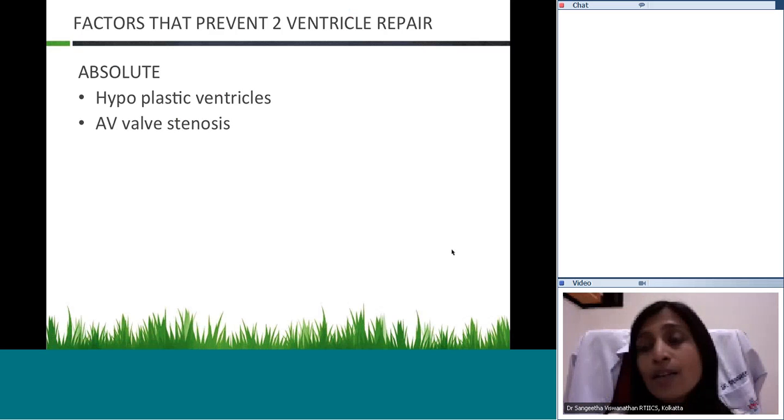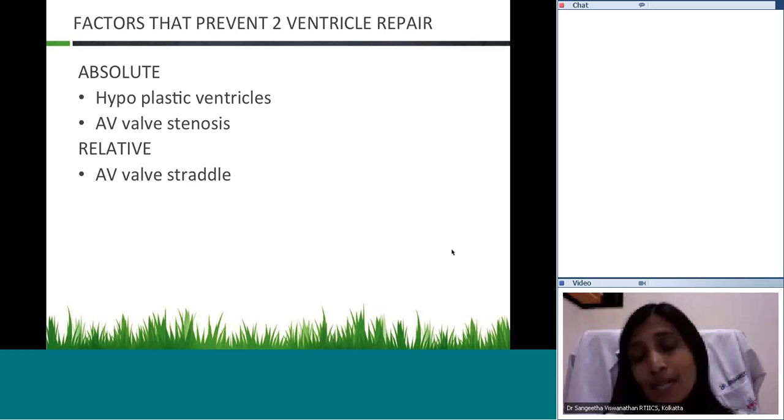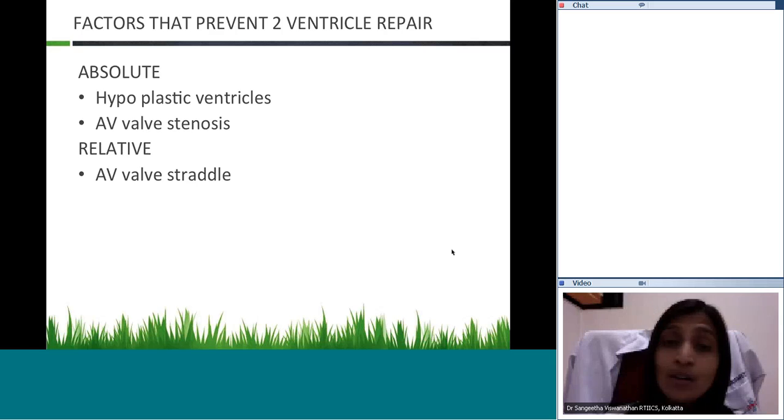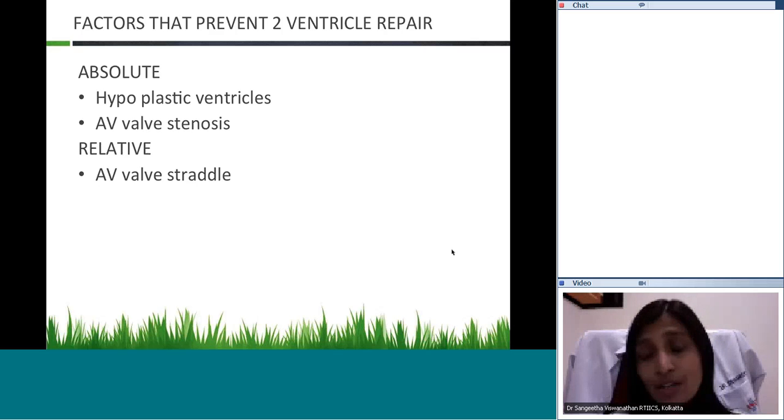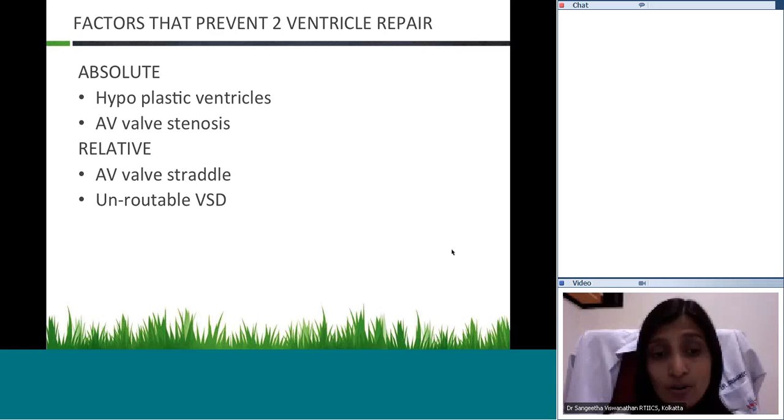All other factors are slightly subjective. So is there AV valve straddle or not? Like the patient we saw, the image we saw with the inlet VSD and the tricuspid valve inserting to the crest of the ventricular septum, that degree of AV valve straddle may be manageable. It may be that the surgeon can deal with it. He may be able to disconnect the cord and reattach it. So AV valve straddle, although it's a relative contraindication, it is not an absolute contraindication.